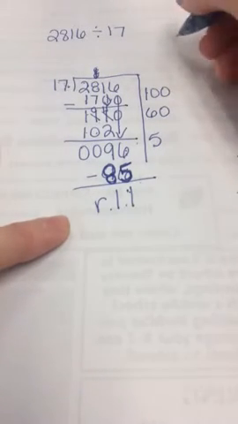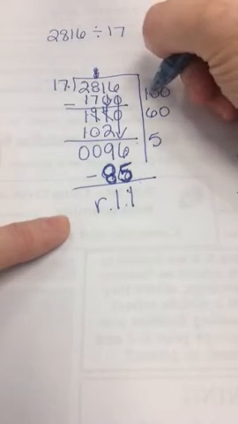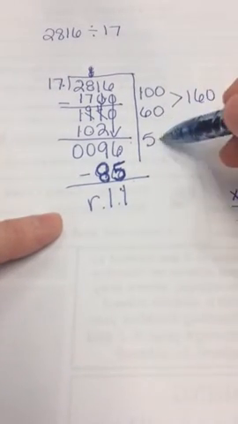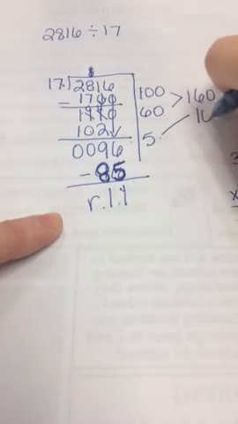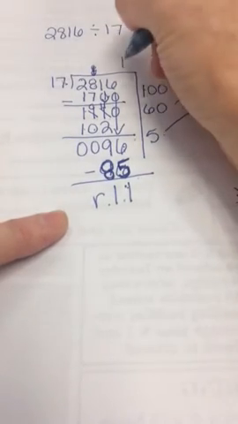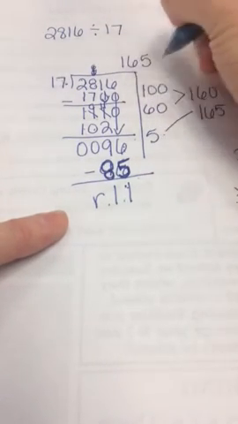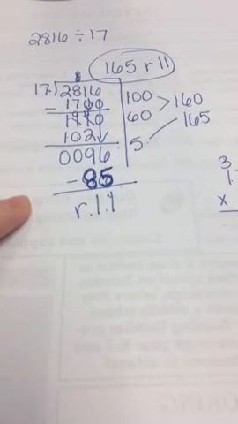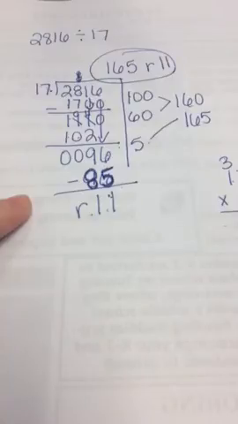Now how do I know what my quotient is? I add these together. I have 100 plus 60. That's 160. And then if I add 5 more, I'm going to have 165. Don't forget your remainder. So it's 165, remainder 11. That's how you do partial quotients, what I like to call giraffe neck.